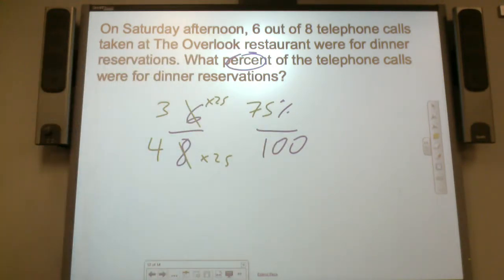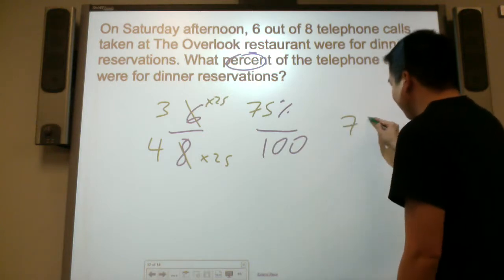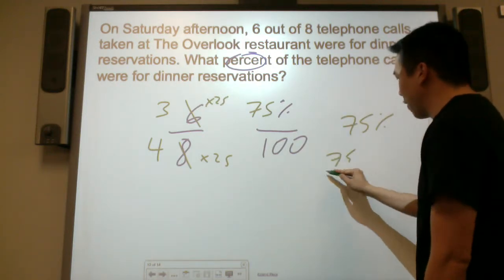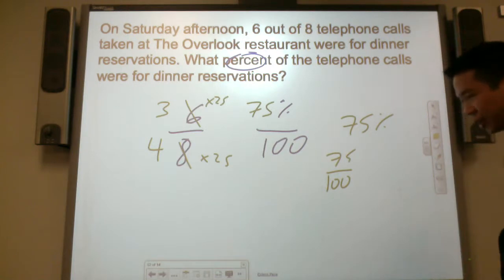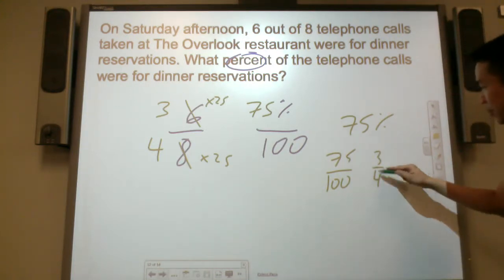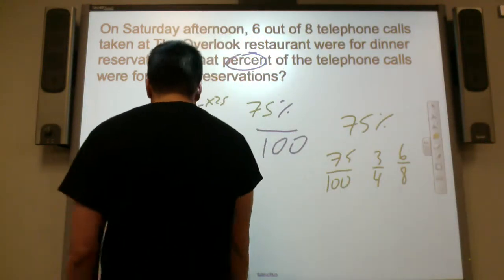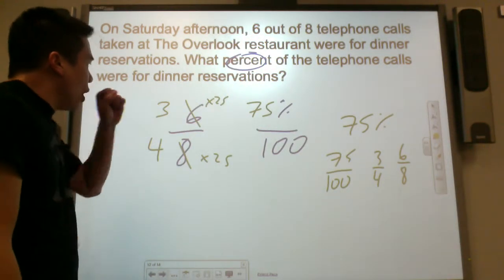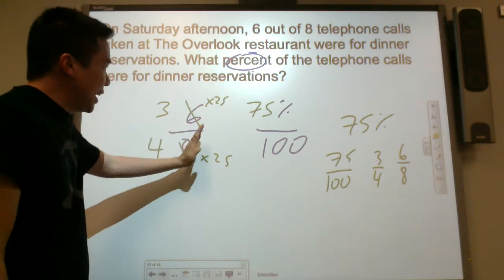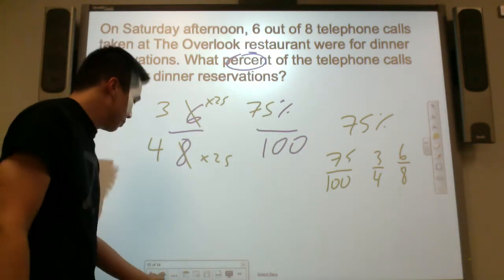So 75% of the phone calls were for dinner reservations. So 75% is the same thing as saying 75 per 100, which can be simplified to 3/4, and this can be built up to 6/8. All of these mean the exact same thing. So what we had to do here is figure out the equivalency of 6/8 to per 100, or out of 100.